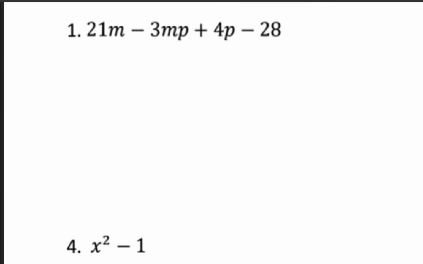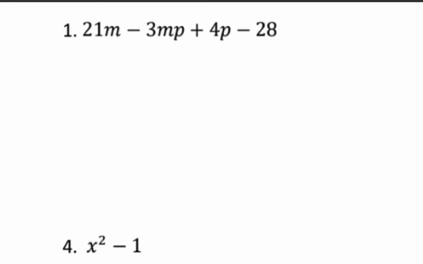So again, we're going to start by checking to see if there's a GCF that I can divide out of every term. If I can, then I'm going to factor it normally, but if I can't, I'm going to look to see if I can factor by grouping. So this first term has 21m. The second term also has an m, and it has a 3, so 3 can go into 3 and 21, so those have common factors.